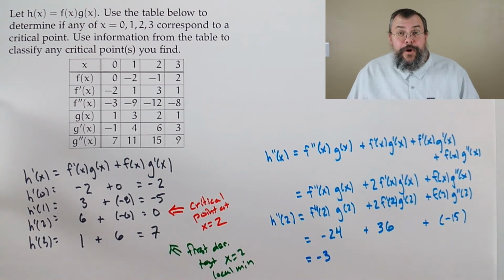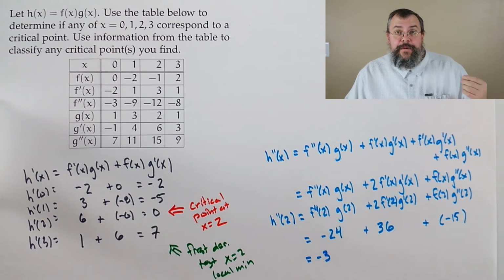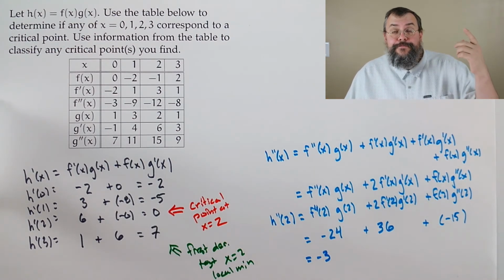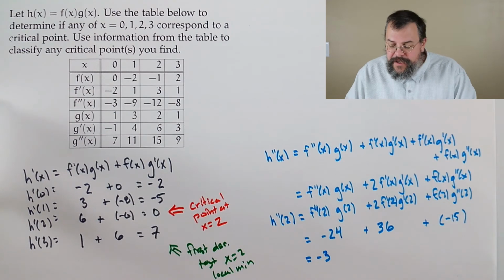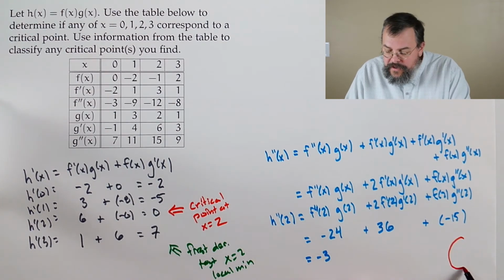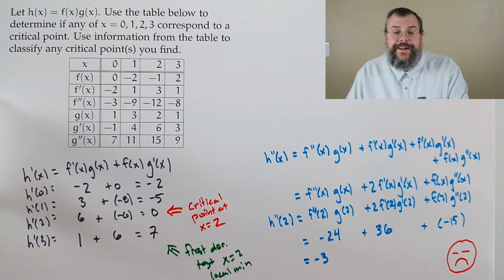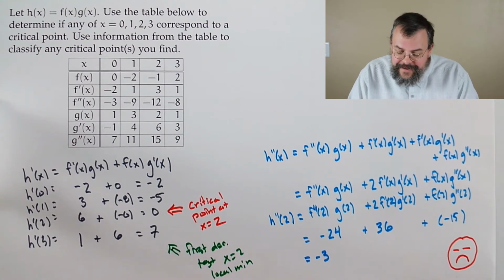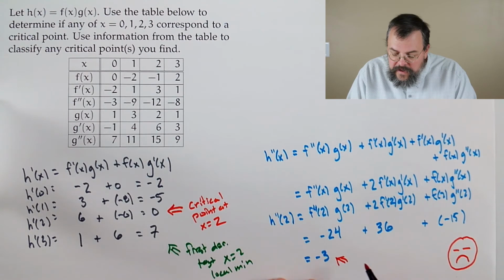Okay, so what's our conclusion? The second derivative is negative. That means we have a local max, right? A little way to remember: when the second derivative is negative, our picture looks like a hill. So the second derivative test says x equals 2 is a local max.